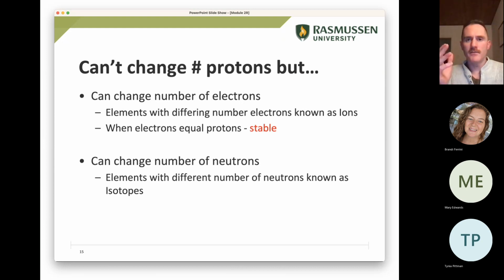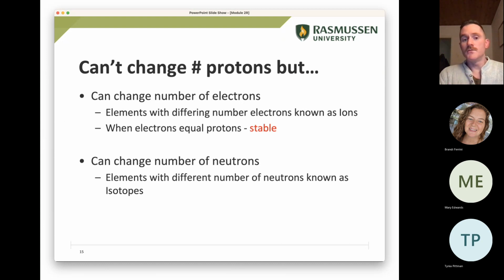When elements have a different number of electrons than the number of protons, we have something called an ion. So if you have 5 protons but 4 electrons, you have an ion because you have a charge, right? +5 minus 4 equals +1. You have a +1 charge. It's what we call a cation. So when the electrons and the protons are not equal, you have an ion. When the electrons and the protons are equal, you have what we call a stable element. There's no overall charge, because the charges of the electrons and the protons cancel each other out.